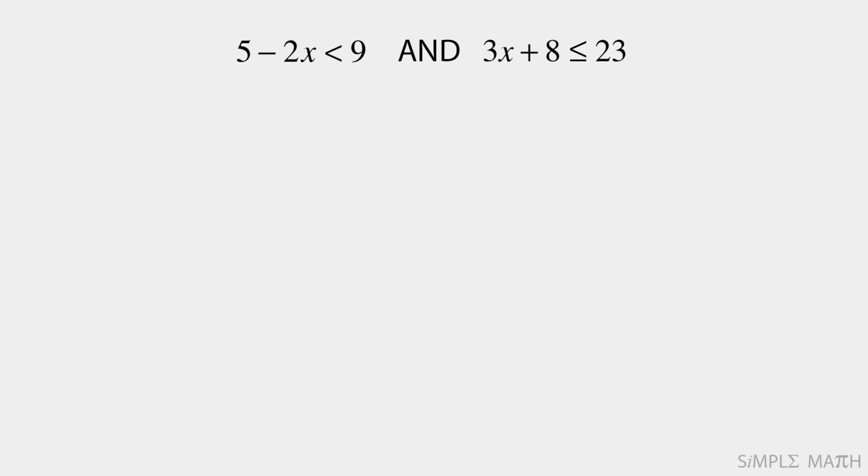To solve this, we'll subtract 5 from both sides and then divide by -2, which gives us x is greater than -2. Don't forget that when we divide by a negative number, we switch the direction of the sign. We'll leave this range of values alone for a minute while we solve the inequality on the right.